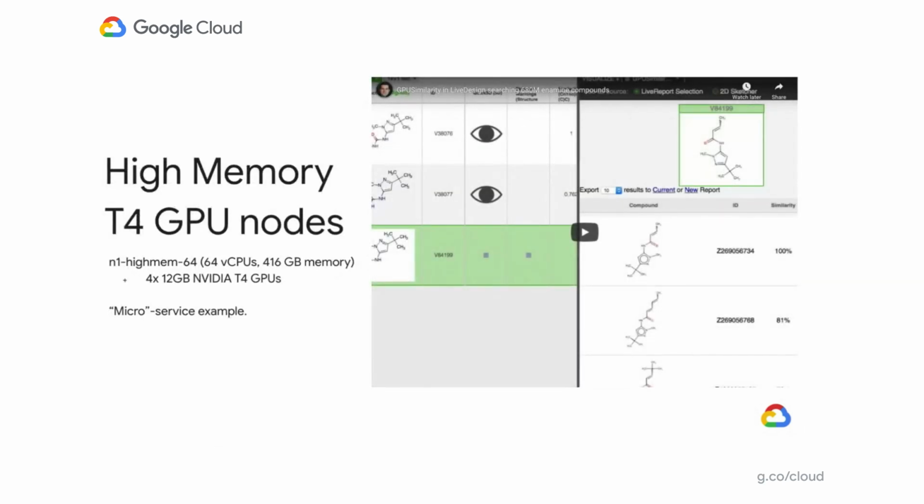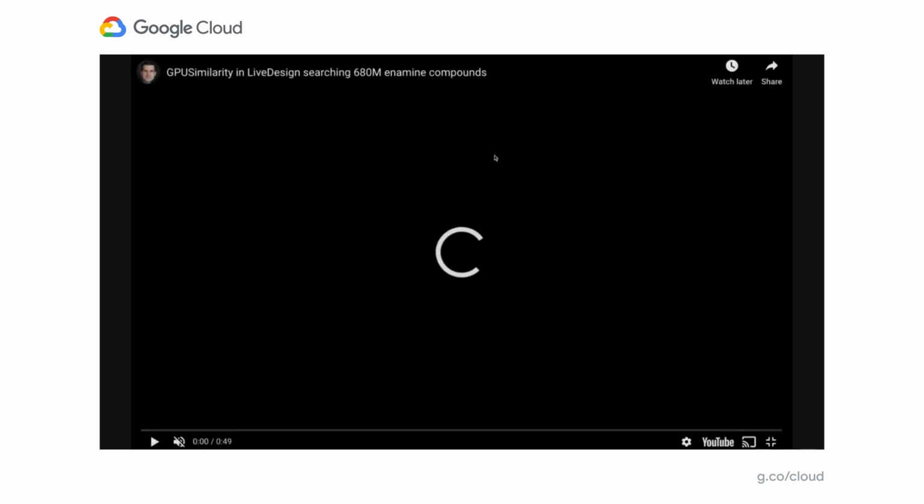So here is an example of a high memory T4 GPU node. This is something that we used to have to build in-house. We actually originally deployed this application on an in-house server because you simply couldn't get something with a few GPUs and 400 gigs of memory. So I will go ahead and play this video.